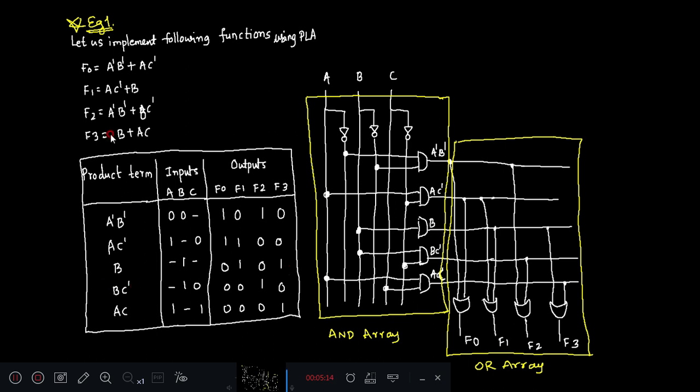When the b c' product term becomes 1, b c' is part of the F2 function. b should be 1, c should be 0. In that case, F2 is 1, remaining outputs are 0. For a c, when a and c are together 1, this product term a c will become 1, which in turn makes F3 1 and F0 to F2 0.